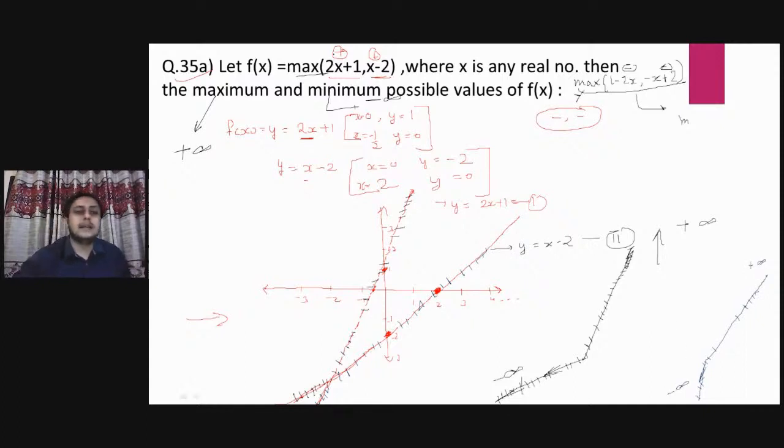तो कभी भी आए कि if the slopes are same of two equations, so maximum यहाँ कुछ भी हो, either maximum or minimum, either maximum of two slope same, minimum of two equations slope same. So answer should be maximum plus infinity, minimum minus infinity.